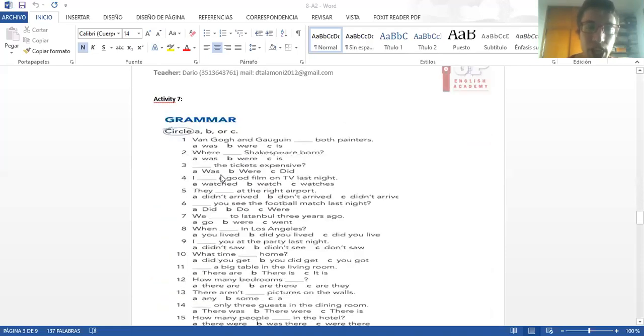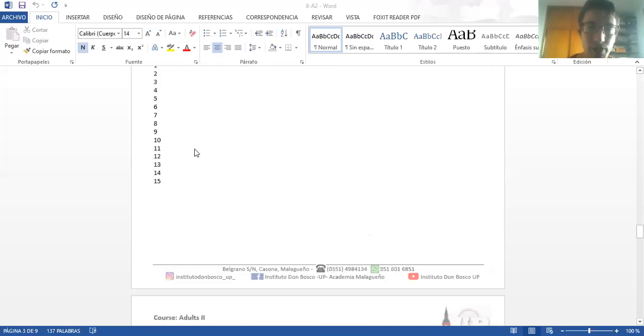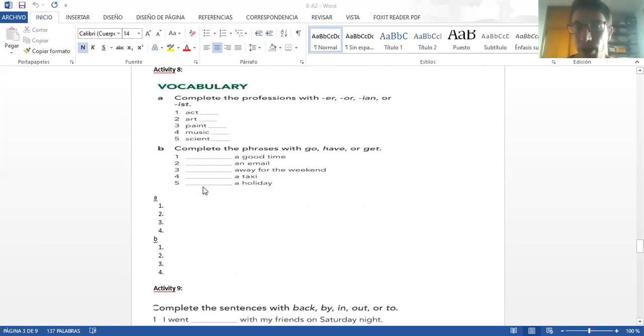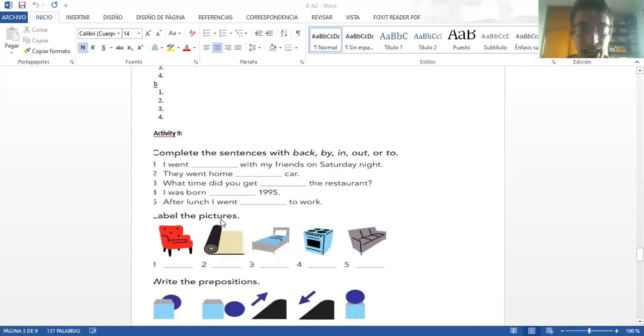Okay. In activity 7, you have to circle the correct option. This is revision. This is a revision of units 7 and 8. You have 15 sentences. Then in activity 8, you have a vocabulary activity in which you have to complete the words with ER, OR, IAN, or IST. Remember, this is a vocabulary that we studied in unit 7, right? Complete the phrases with go, have, or get. In activity 9, you have to complete the sentences with back, by, in, out, or to.